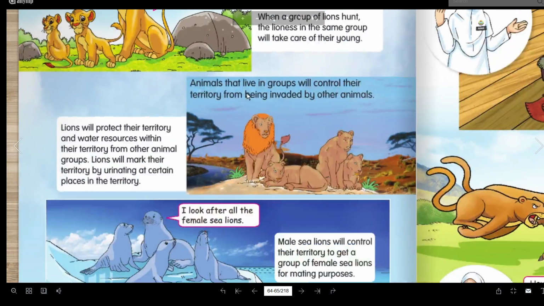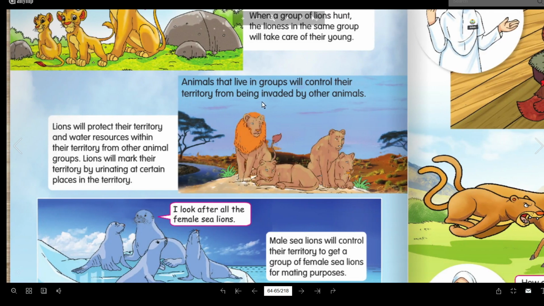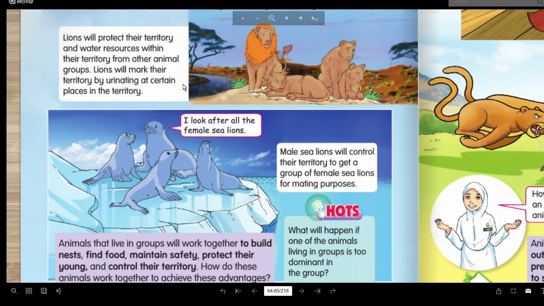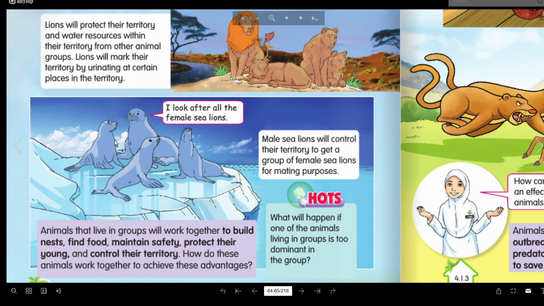Animals that live in groups will control their territory from being invaded by other animals. Lions will protect their territory and their resources, like water within their territory, from other animal groups. So lions will mark their territory by urinating at certain places in the territory. Then sea lions. As you can see, this one is saying, I look after all the female sea lions. So male sea lions take control of their territory to get a group of female sea lions for mating purposes.